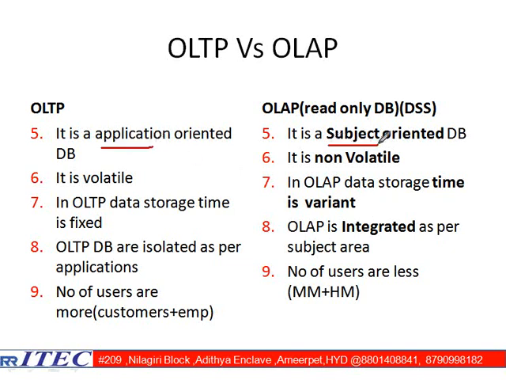Now tell me, any company you take, it may be Google, or Pfizer, or Walmart, or KeyBank, or JP Morgan, or any other client. How many OLTPs will be available? How many OLAPs will be available, sir? OLTPs may be N number. However many applications are available, that many OLTPs may be available.